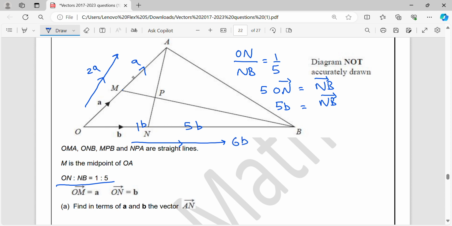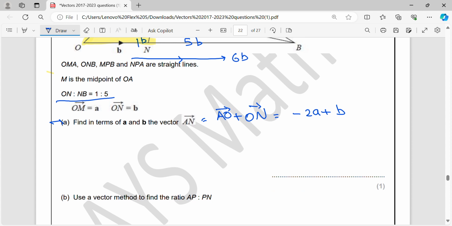Find in terms of A and B the vector AN. Let's do the A part of this question. Let me highlight the route. A to N, so this is the route AO plus ON. AO is negative 2A because it's the opposite direction, and ON is B. So minus 2A plus B is the answer for AN.